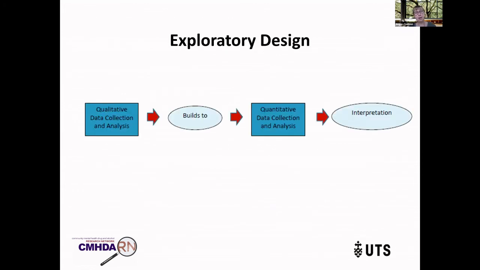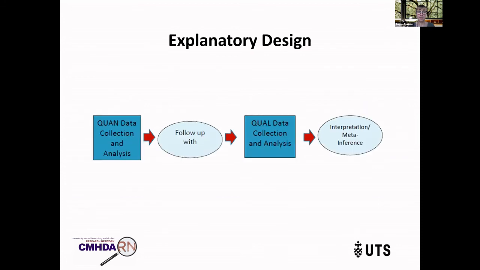So there are different approaches. I'll just whip through these because I see that time's getting on. So we might have an exploratory mixed method design, and this would involve the qualitative research first, collecting that and analyzing that, and then that would inform our quantitative research. So we might, as I said, do some focus group discussions to build a tool, and then we might test that tool. An explanatory design is just the opposite. We do the quantitative data first, and then we collect the qualitative data.